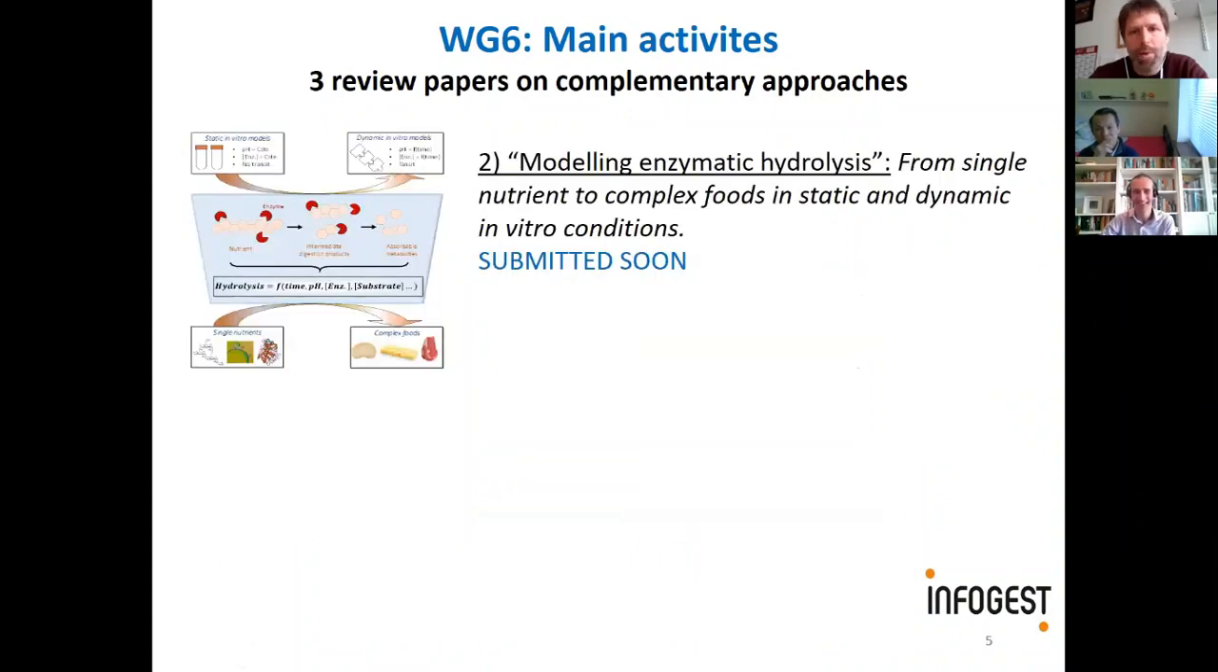The second paper is on the modeling of enzymatic hydrolysis. So we are considering in that paper single nutrients and try to advance toward what can be done on complex foods in both static and dynamic in vitro conditions. This paper is well advanced now and should be submitted soon.